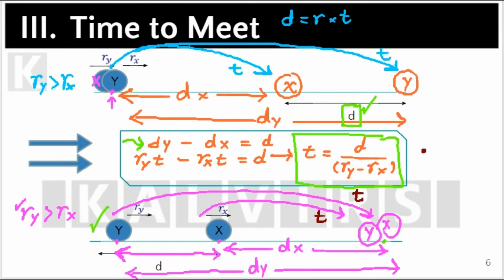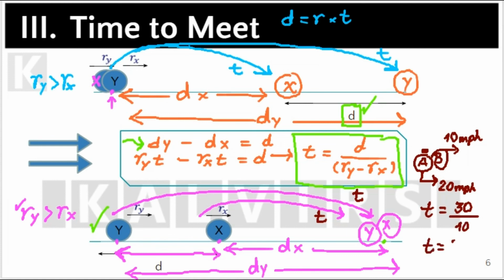So, since car A and car B are alongside, they are in the same position and they start moving at the same time. Remember that car A goes at 20 miles per hour and car B goes at 10 miles per hour. It will take them, according to the formula, 30 divided by the difference of the rates, 10. It will take them 3 hours to be 30 miles apart.